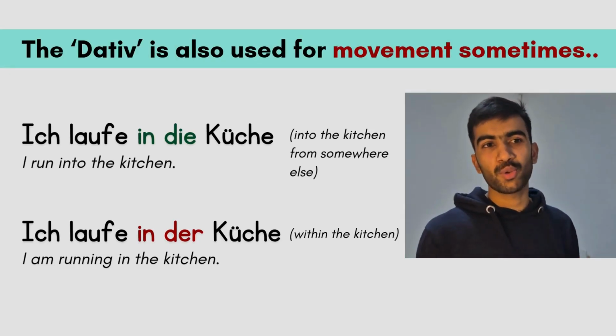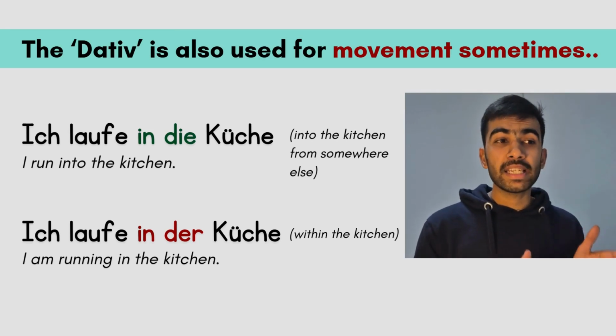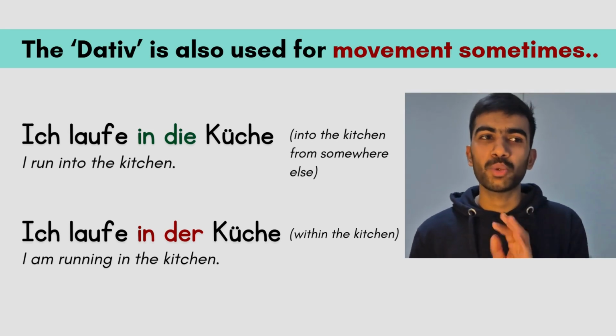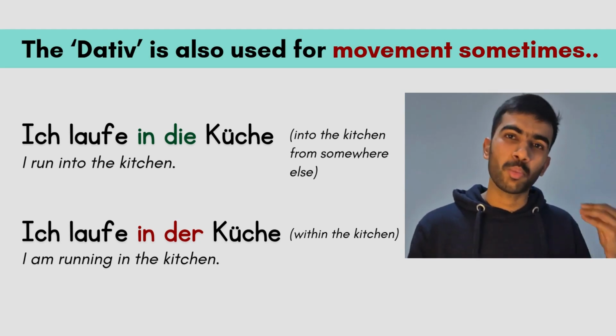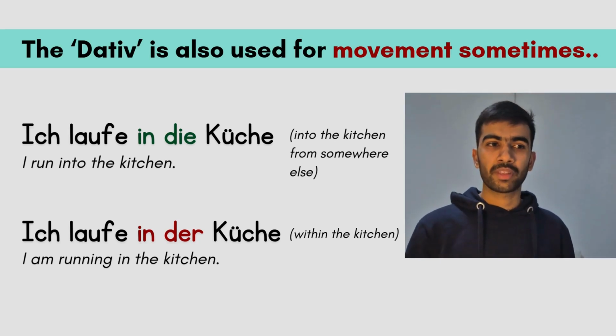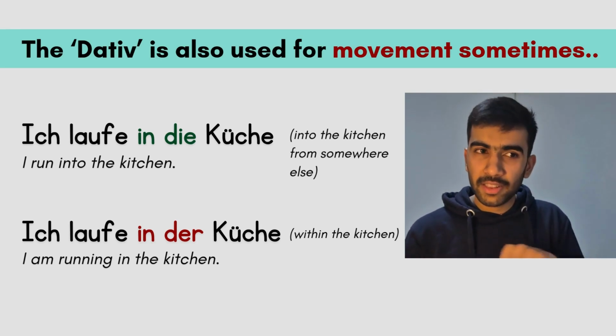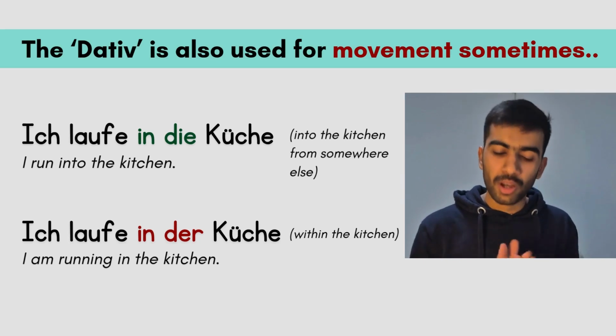Exactly. The dative is also used for movement sometimes. Okay, so that's what I said. Ich laufe in die Küche. That's I run into the kitchen from somewhere else. And the next sentence, it is ich laufe in der Küche. So I am running in the kitchen. That means within the kitchen. You're not going anywhere from the kitchen. Okay, that's it.